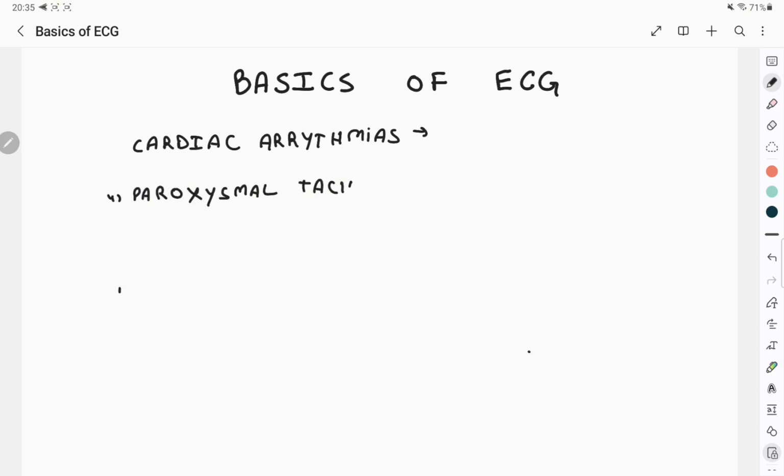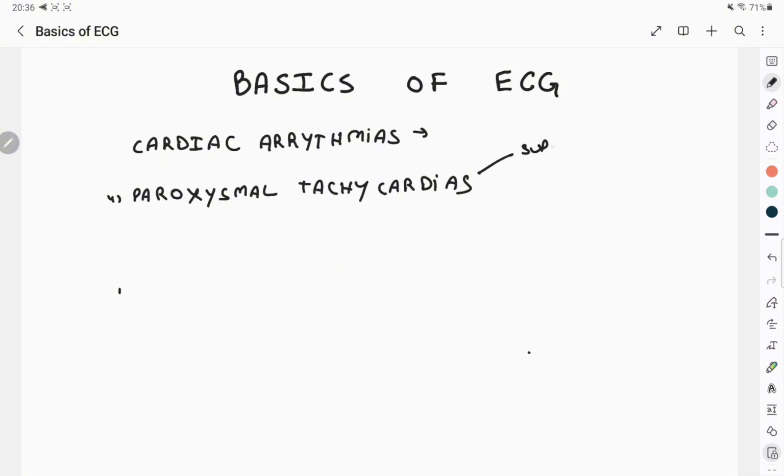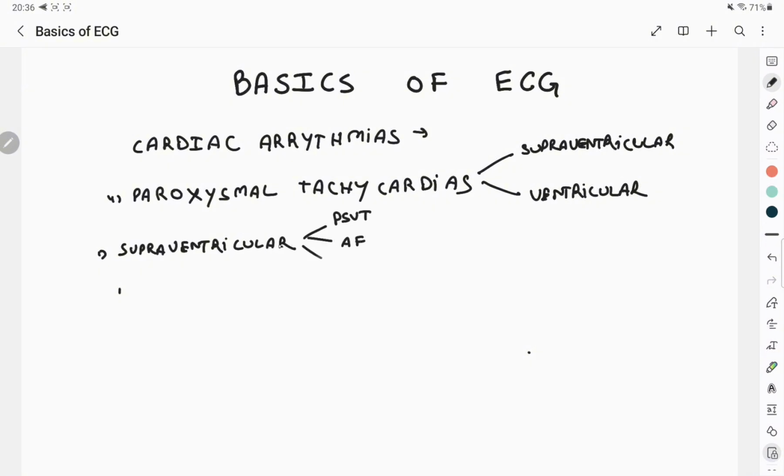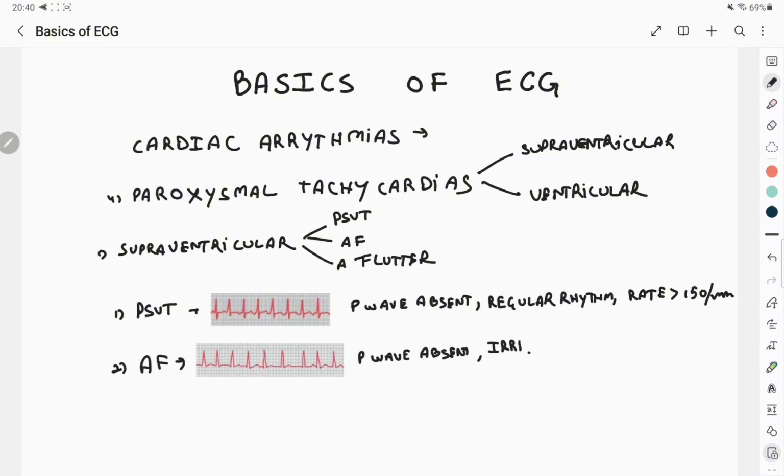Next are paroxysmal tachycardias. A hyperirritable focus or circular electrical loop suddenly hijacks the heart, racing at a high speed before ending just as abruptly. These can be supraventricular or ventricular. In supraventricular arrhythmias, the re-entry circus movement occurs only above the ventricles and include paroxysmal supraventricular tachycardia, atrial fibrillation, and atrial flutter. In PSVT, P wave is absent, there is a regular rhythm, and rate goes up to 150 beats per minute. In atrial fibrillation, P wave is absent, rhythm is irregular, and rates go up to 150 per minute.